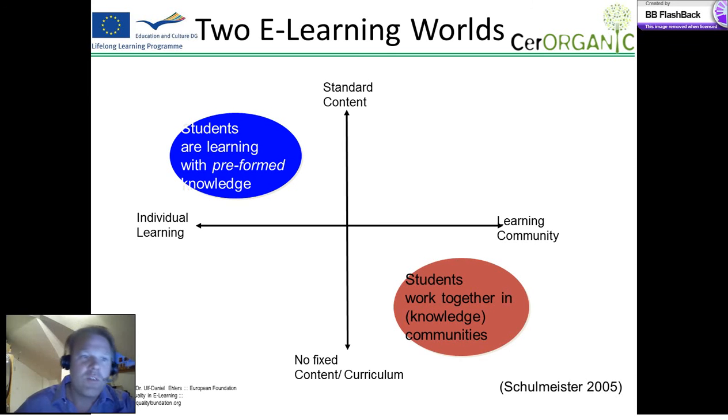Some educational scientists are talking even about two worlds of learning. They say that in one world, the traditional world, students are learning with preformed knowledge, individually, and they use standard content. And then we have another world, a world where learning communities, and not fixed content or curriculum, are used. That's the world of training today. That's where you have to coach people to find individual solutions for their problems. And there, as a trainer, as a coach, as an advisor, you have to take care that you organize working together with your students in knowledge communities.